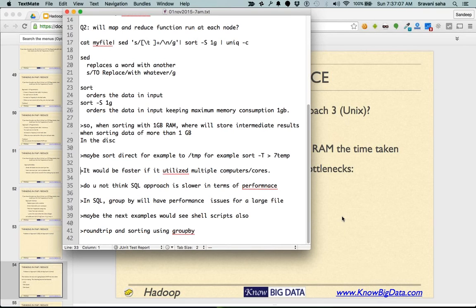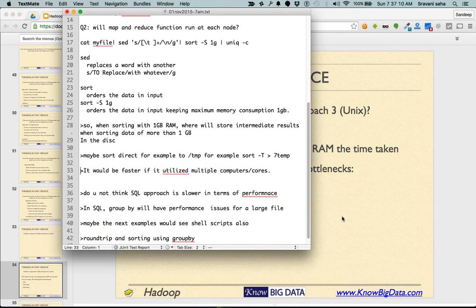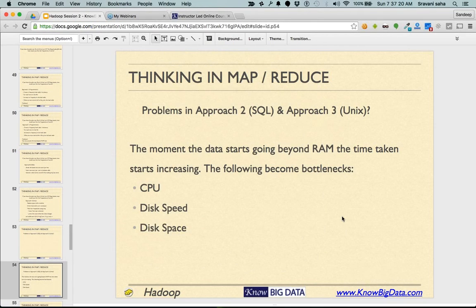Yeah, it'll be faster using multiple cores. If you talk about cores, we can utilize that using a command called parallel, which runs processes in parallel and makes sure that it utilizes the CPUs. Now, as the data keeps growing bigger and bigger, when more data needs to be sorted, the CPU will start becoming the bottleneck, as well as disk speed and disk space.